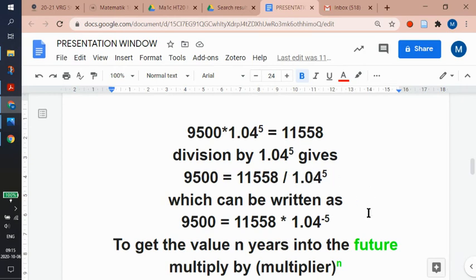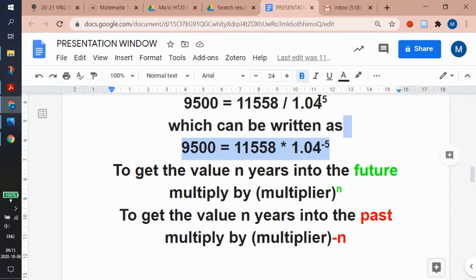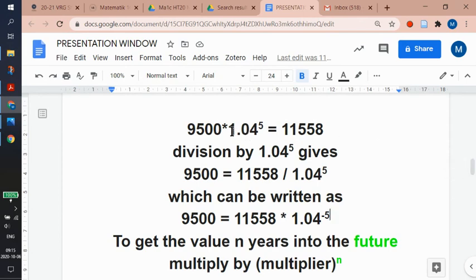Okay. Now, when you're dividing by this 1.04 to the 5, that can also be written as multiplication by 1.04 to the negative 5. Okay, so this is normally how I think of it. Okay, that if we want to go 5 years into the future, we start with the current value and multiply by this, and that will give us the value 5 years later.